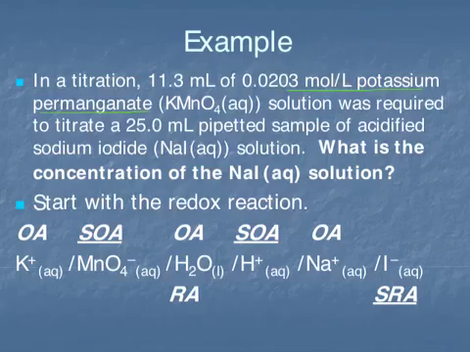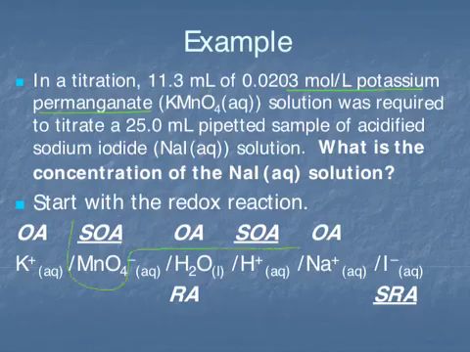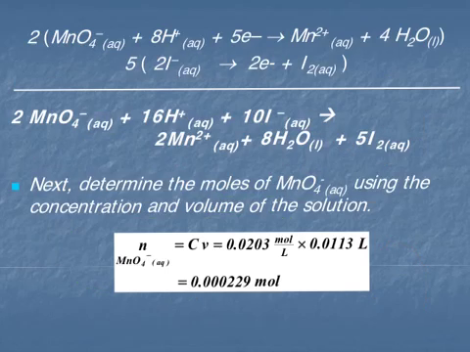So, in our example, we have 11.3 mL of a 0.0203 mol/L potassium permanganate solution, and we use it to titrate 25 mL of an unknown concentration of sodium iodide. And we're asked to find the concentration of sodium iodide. So just like all of our previous redox reactions, we have to determine the strongest oxidizing agent and the strongest reducing agent. And after listing all our species and determining whether or not they're oxidizing agents or reducing agents, we find from our table of half reactions that acidified permanganate will be our strongest oxidizing agent, whereas iodide is our strongest reducing agent.